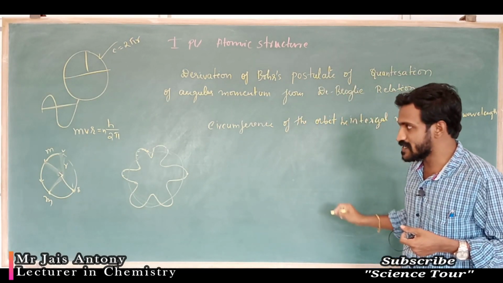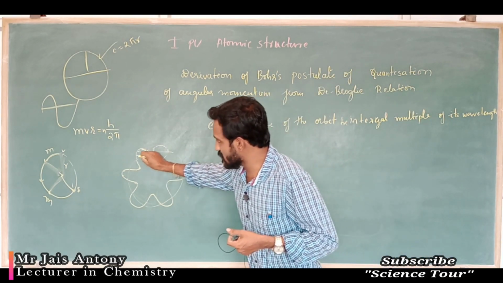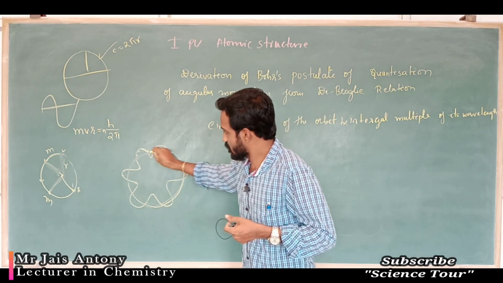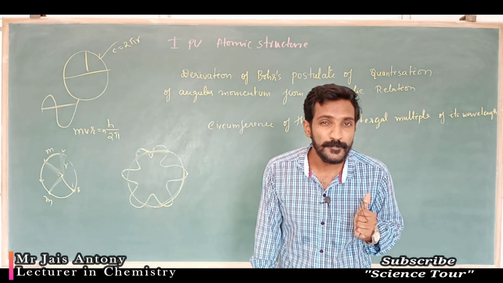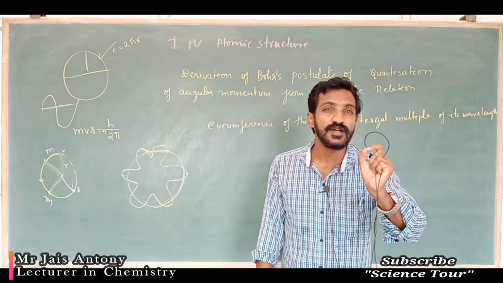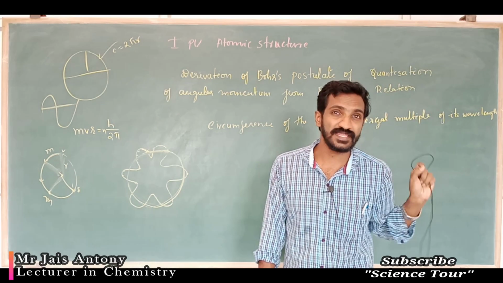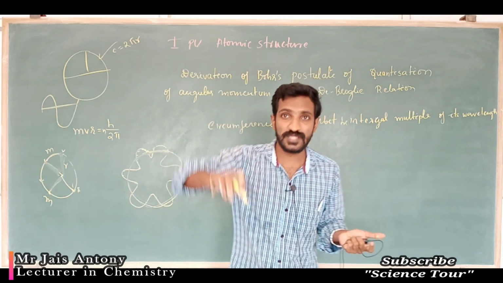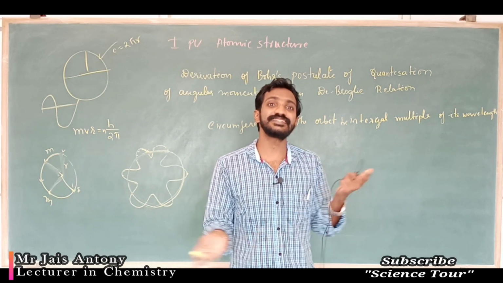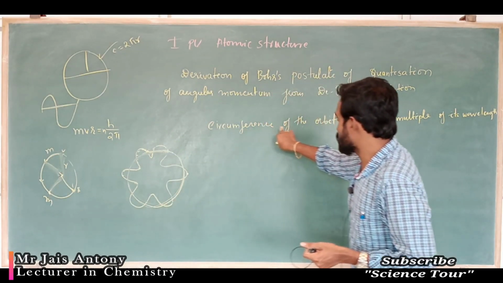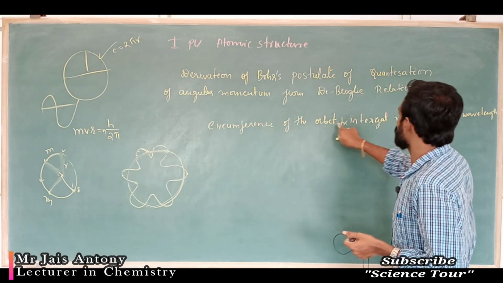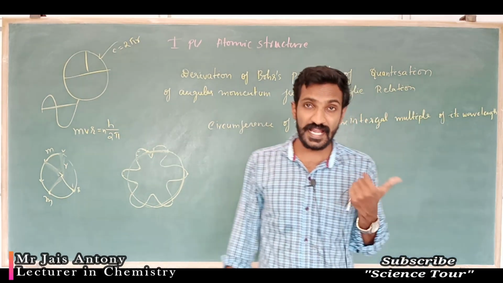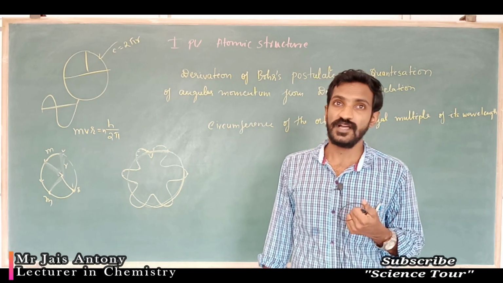That means you have to calculate the circumference of the orbit. So this becomes the orbit now. Orbit means the electron moves in a circular path. It is called an orbit. So how does it move actually? It moves like a wave, but in a circle. So circumference is formed now. The circumference of the orbit is an integral multiple of its wavelength. Integral multiple of its wavelength.